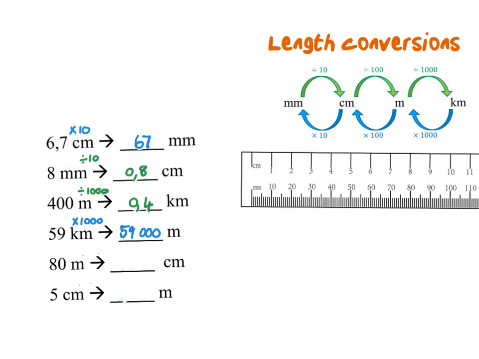From meters, a bigger unit of measure, to a smaller unit of measure, I will once again multiply. So from meters to centimeters, I'm going to multiply by 100. So that gives me 8,000 centimeters. And in the last example, going from a small unit of measure to a bigger unit of measure, that means I'm going to divide. So 5 centimeters is just a little fraction of a meter, namely 0,05 meters. So really practice going forwards and backwards here, multiplying and dividing, so that you don't accidentally mix the two up.